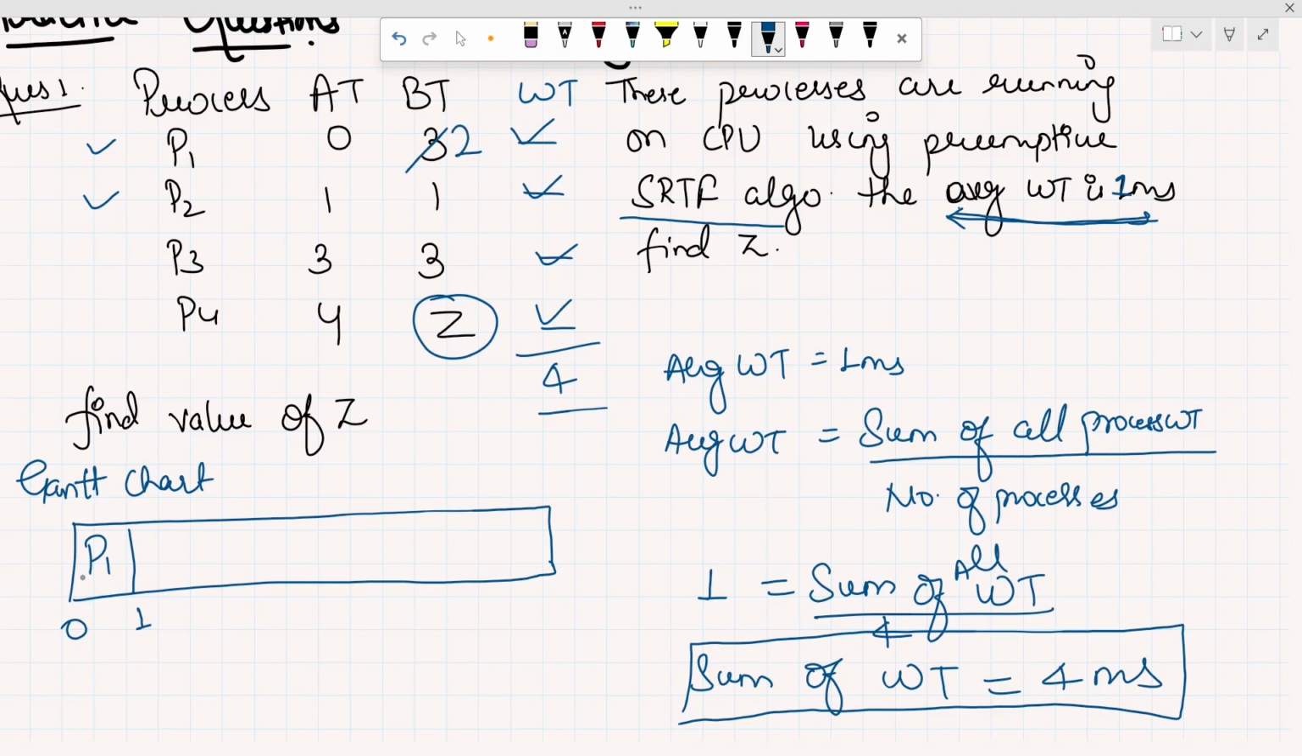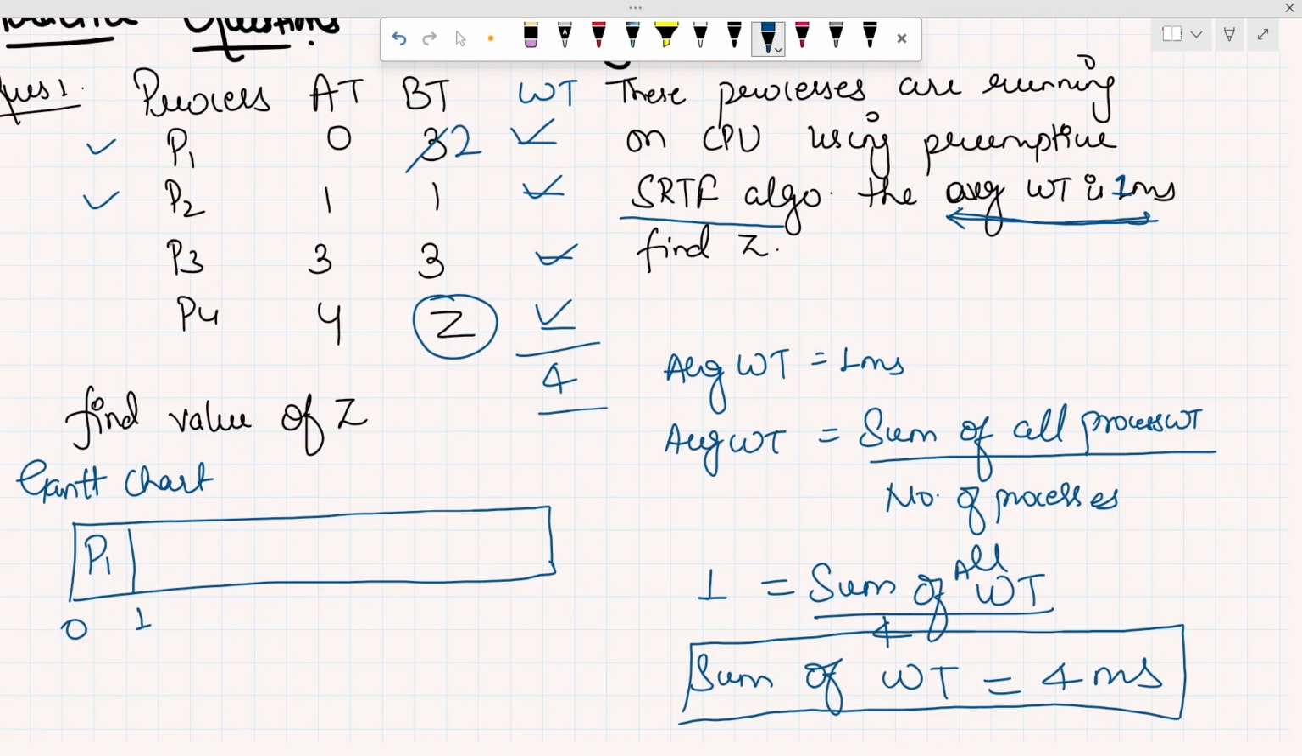The CPU executed 1 unit of time, so the burst time left for P1 is 2, and the P2 process is also available. So at this point 2 processes are available, P1 and P2. We have to solve this by SRTF, meaning whoever has the smallest burst time will get the CPU.